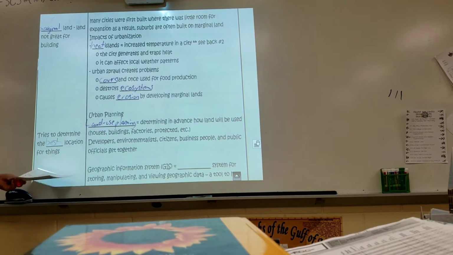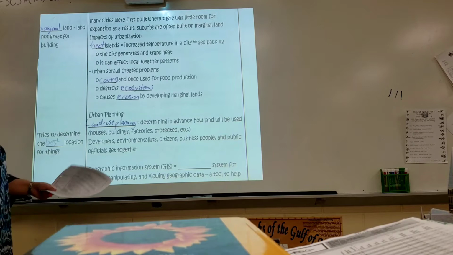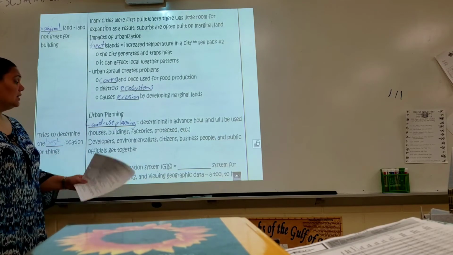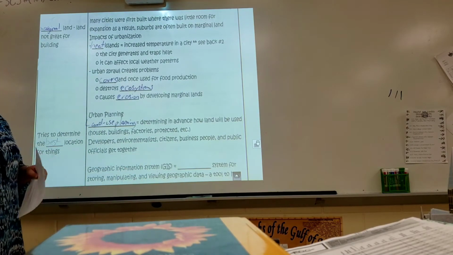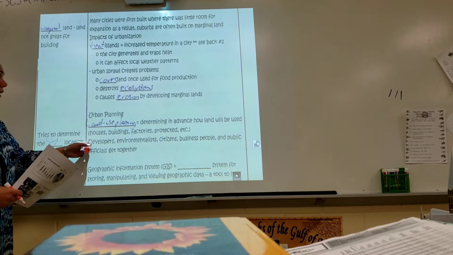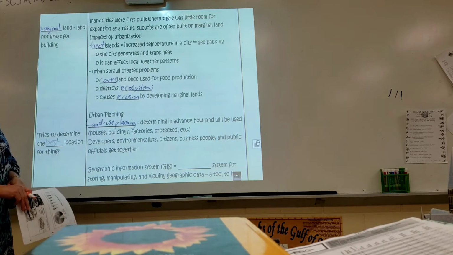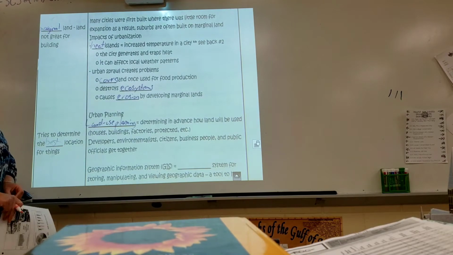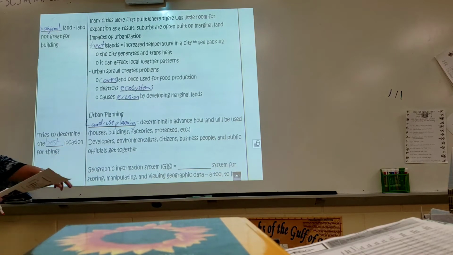Developers, environmentalists, citizens, business people, and public officials get together. Anybody has a say-so in the land use planning. Everybody has a say-so in what's going on. They want to hear from everybody, because the more people they hear from, the better of a community you're going to end up having. Geographic Information System, GIS.